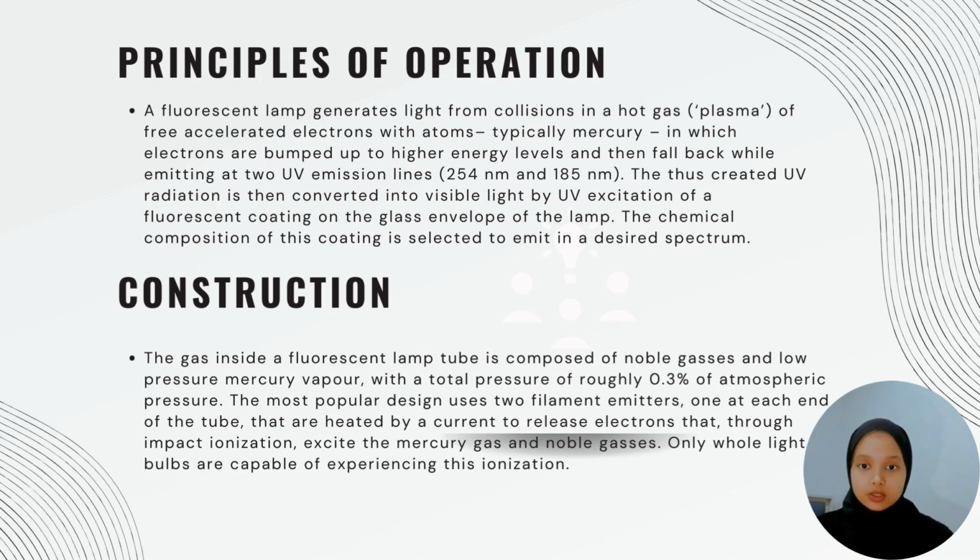Okay, next for the construction. The gas inside a fluorescent lamp tube is composed of noble gases and low-pressure mercury vapor, with a total pressure of roughly 0.3% of atmospheric pressure. The most popular design uses two filament emitters, one at each end of the tube. They are heated by a current to release electrons that, through impact ionization, excite the mercury gas and noble gases. Only whole light bulbs are capable of experiencing this ionization.